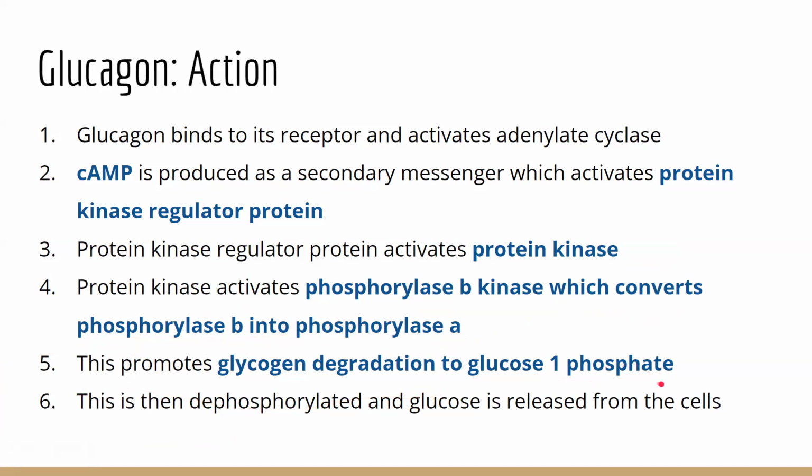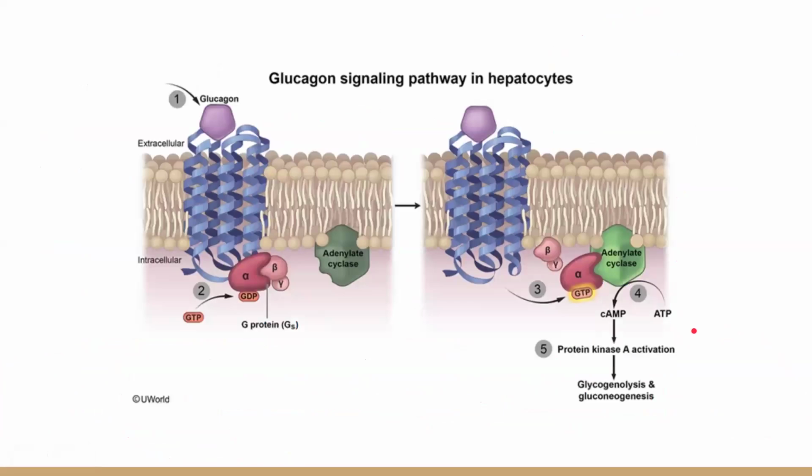So you're going to break down glycogen to glucose 1-phosphate, and this dephosphorylated glucose is released from the cells. That glucose can now circulate in the blood. So now you have an opposing effect to hypoglycemia, some level of hypoglycemia.